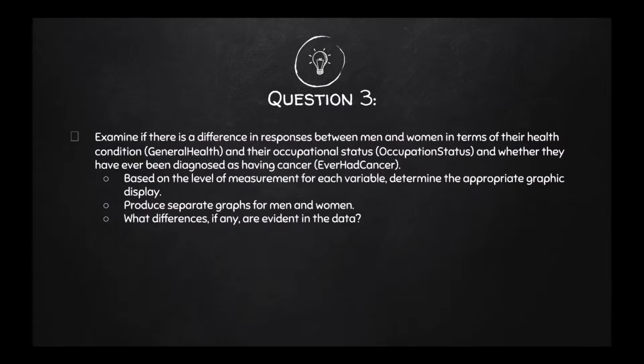So we don't have to run through all that to figure out how many categories there are, because it's a yes or no question, or a dichotomous variable, which you'll learn about later. For a yes or no question, you can do a pie chart. It's pretty simple. The next part of this question wants us to produce separate graphs for men and women.